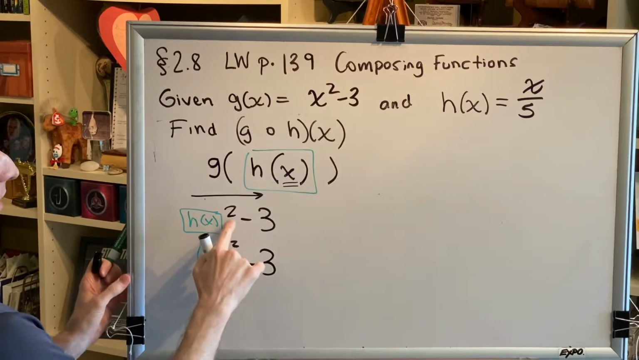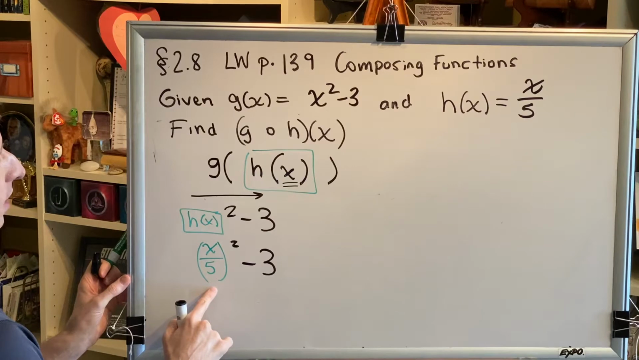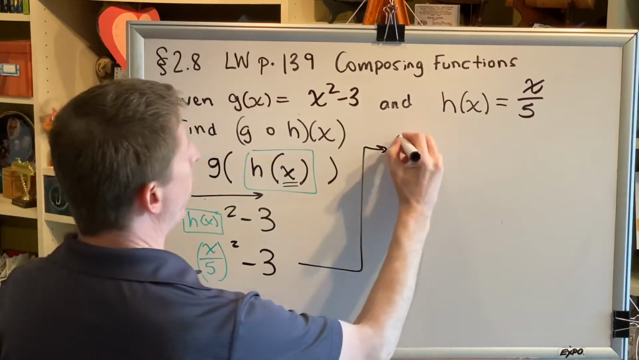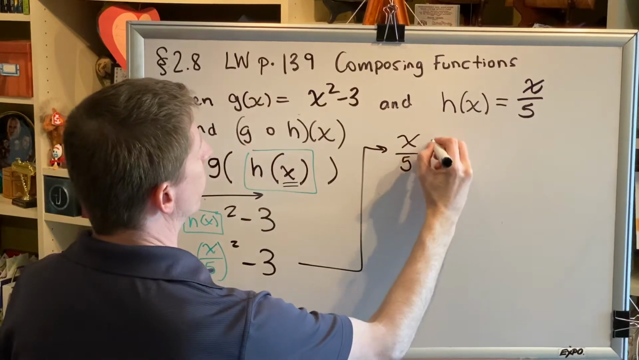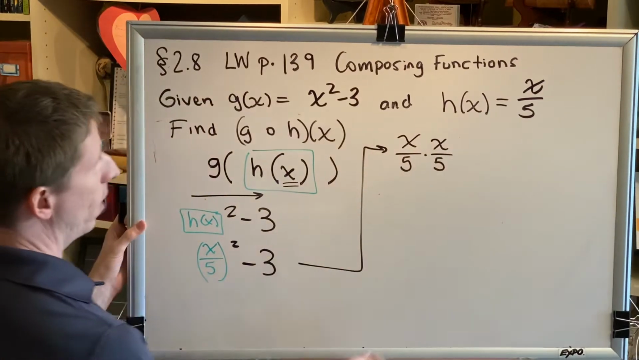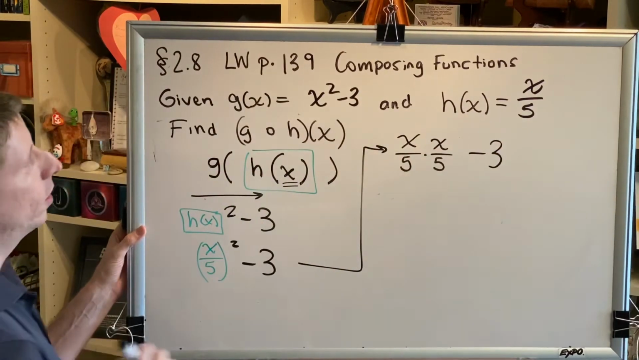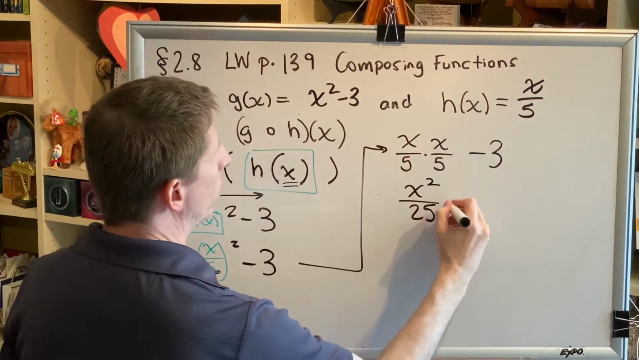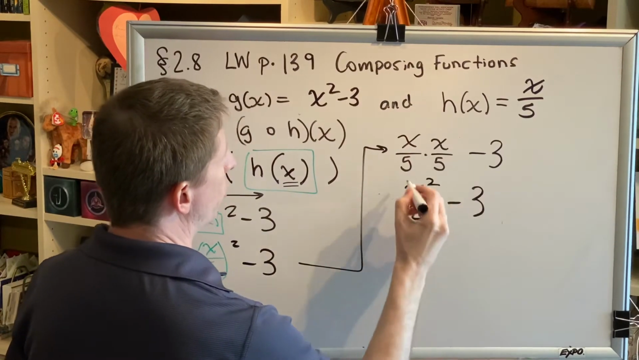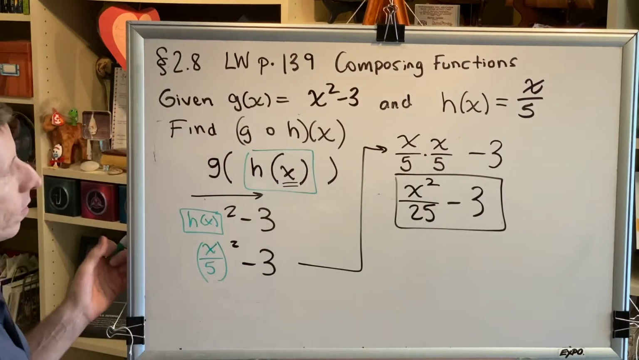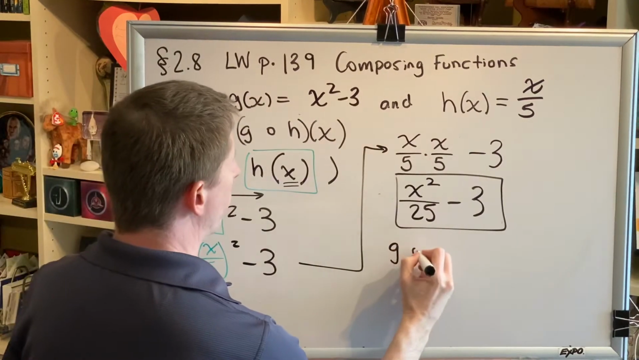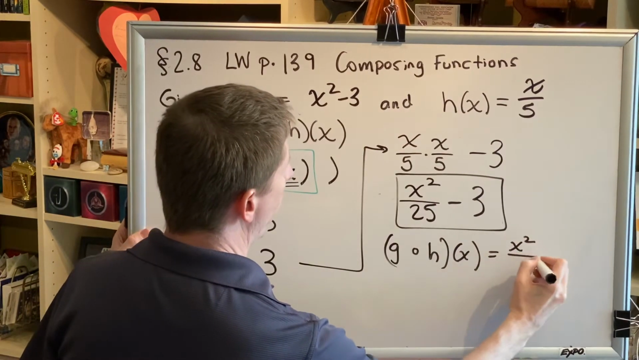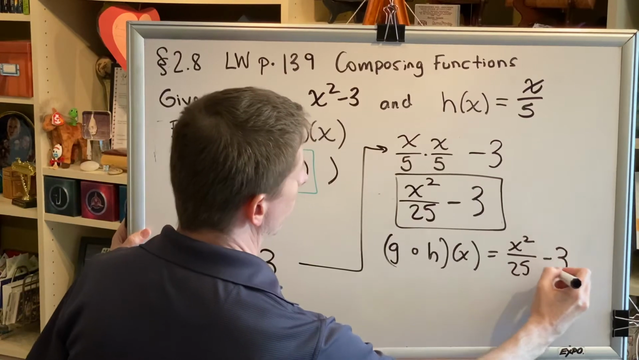And because h of x had an exponent, when I replace it with something new, that new thing needs to be in parentheses. Okay, now we're going to simplify this. So x fifths squared is just an x fifths times another x fifths. And then of course I'll do the subtract 3. x times x is x squared. 5 times 5 is 25. So we get x squared over 25, subtract 3. Final answer. If you'd like, you can write g composed with h of x equals x squared over 25, subtract 3.